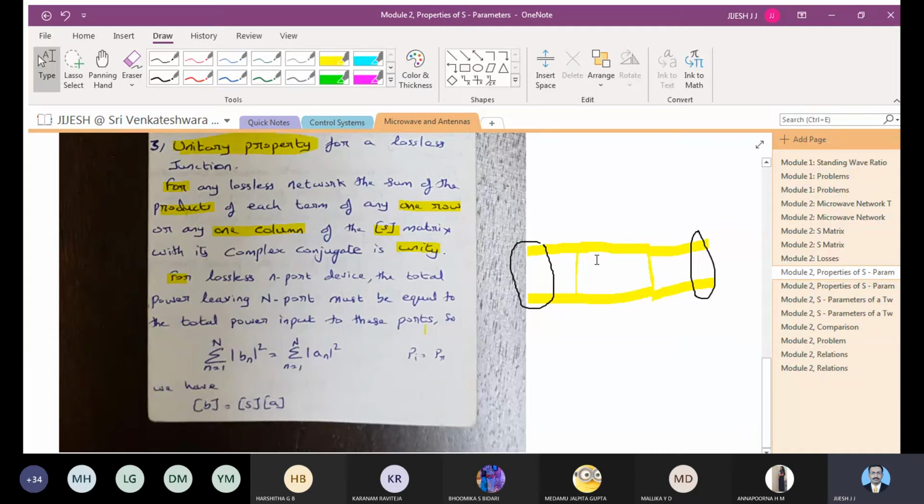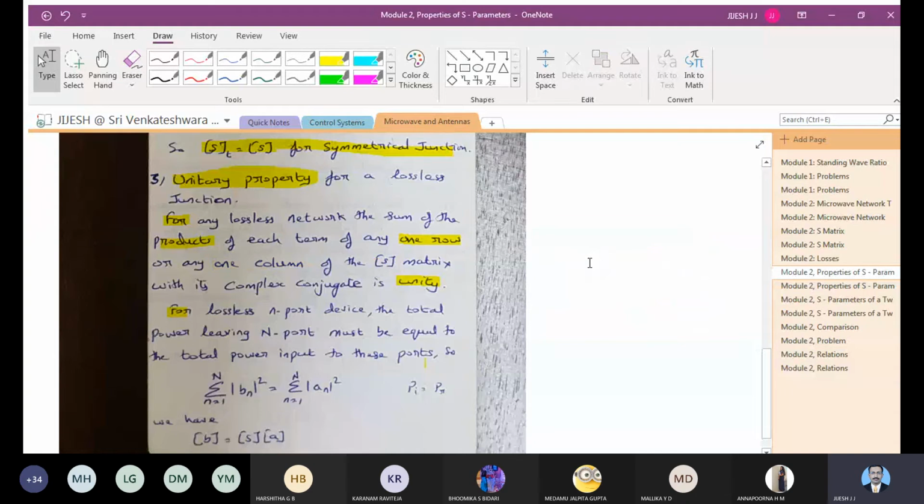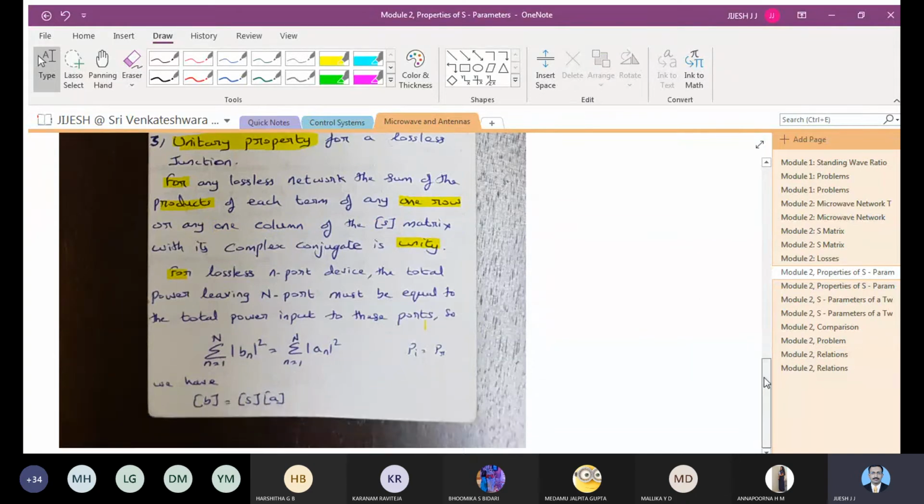So this is called a two port network, where you can have two ports here. You can have multiple ports also as per your requirement. So that is one thing you can understand here. For a lossless N port device, the total power leaving the N ports must be equal to the total power input to these ports. So then we can define this in this form.